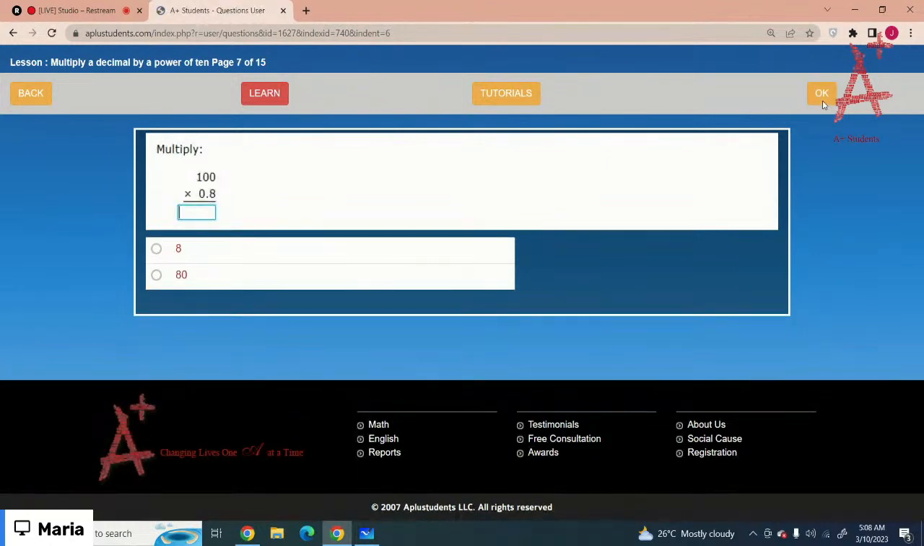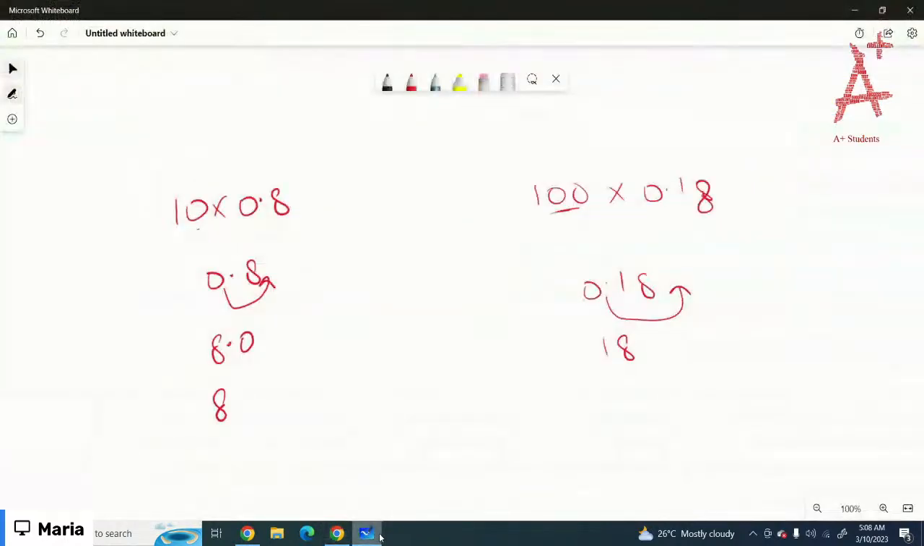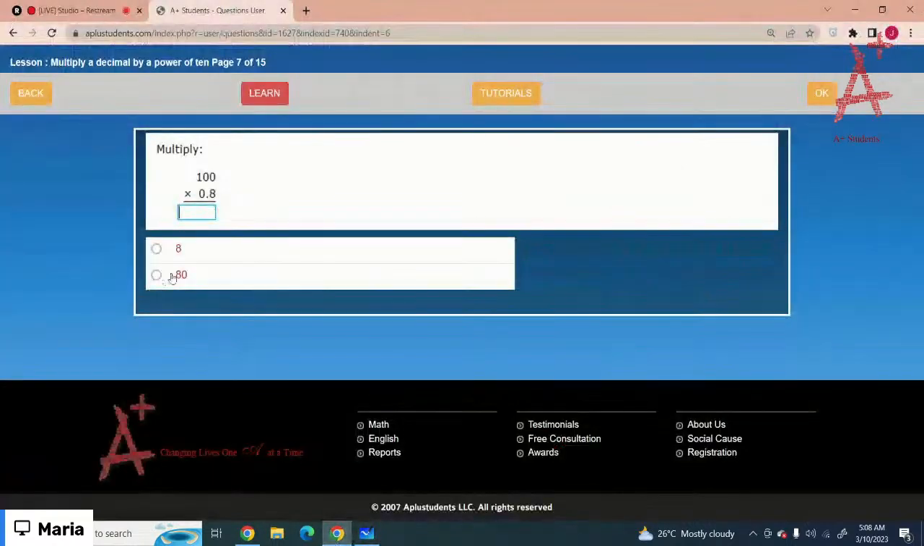Okay, the next one is 100 times 0.8. So which is the correct option? 100 times 0.8. That means you need to move the decimal point two places. Got it? You have just one place right after the decimal. You can add a zero to make two places, then move the decimal point from here to here. So it would be 80. Got it? So the correct option is 80. Just select the correct option, then click on the OK button.